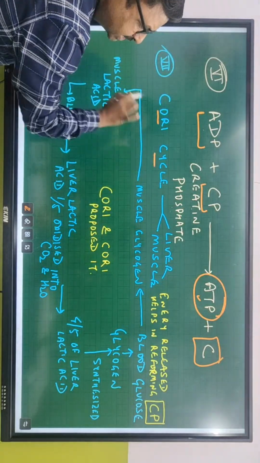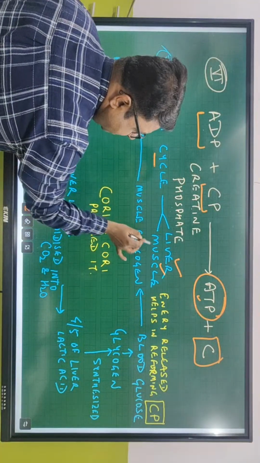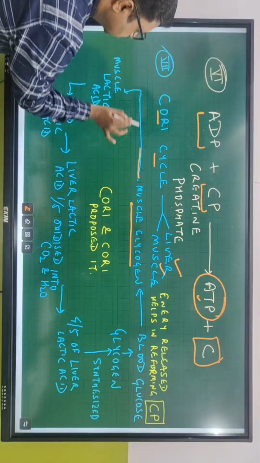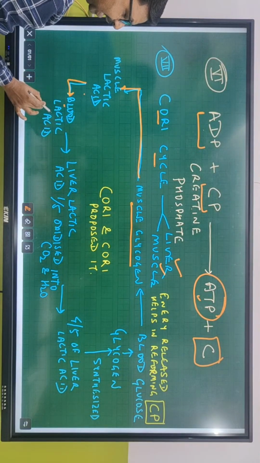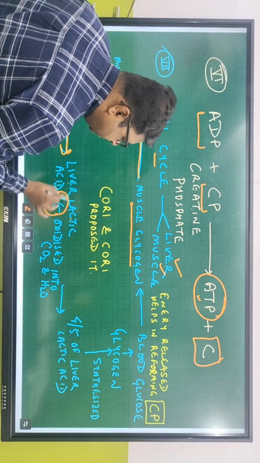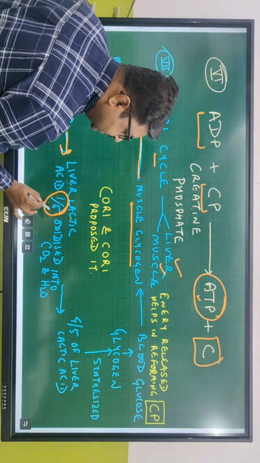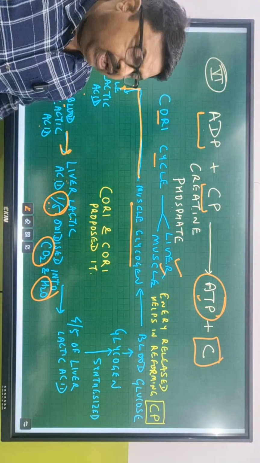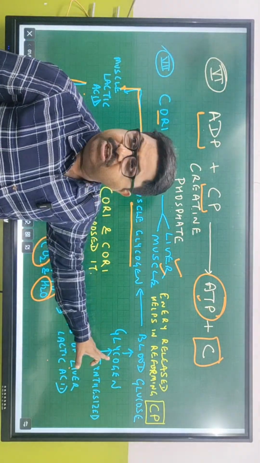So by the help of Cori cycle, which takes place in liver and muscles, what is going to happen? Muscle glycogen is going to change into muscle lactic acid. Muscle lactic acid will change into blood lactic acid. Blood lactic acid will change into liver lactic acid. And what is going to happen inside the liver? 1/5 of this liver lactic acid is going to be changed into carbon dioxide and water, and 4/5 of the liver lactic acid is used up to make glycogen back.